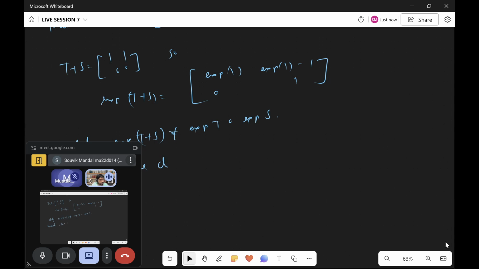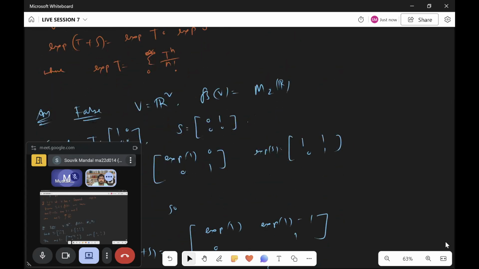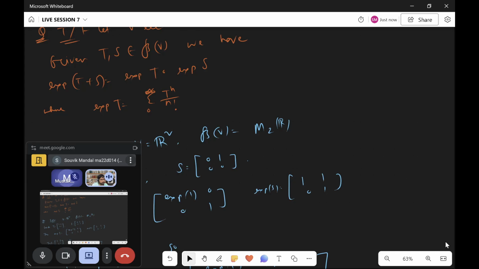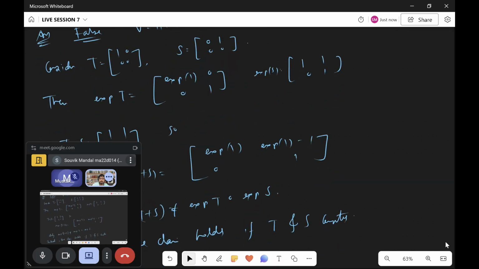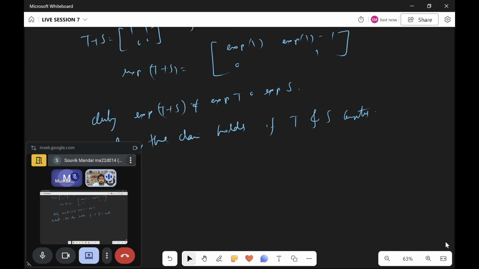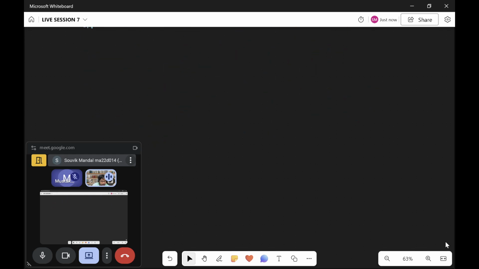Indeed, the claim holds if T and S commute. In general, such a claim doesn't hold. So the point is that such a statement is always false. Here we constructed one example of T and S, and have shown that the given condition is not satisfied. So there is nothing more to explain.